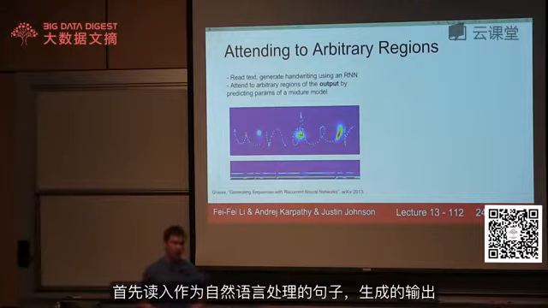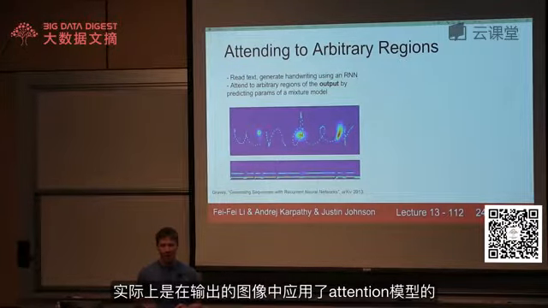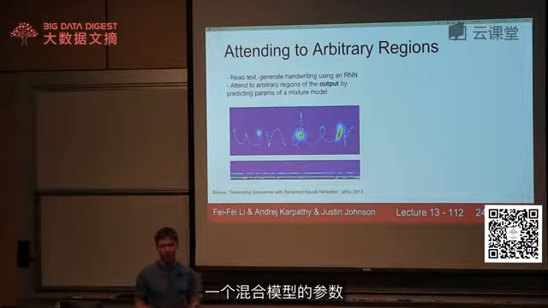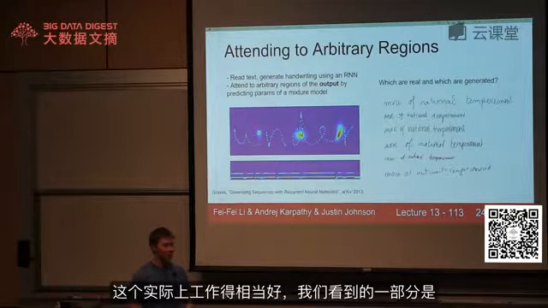2013. So here he wanted to read as input a natural language sentence and then generate as output actually an image that would be handwriting, like writing out that sentence in handwriting. And this actually has attention over this output image in kind of a cool way, where now he's actually predicting the parameters of some Gaussian mixture model over the output image, and then uses that to actually attend to arbitrary parts of the output image. And this actually works really, really well.